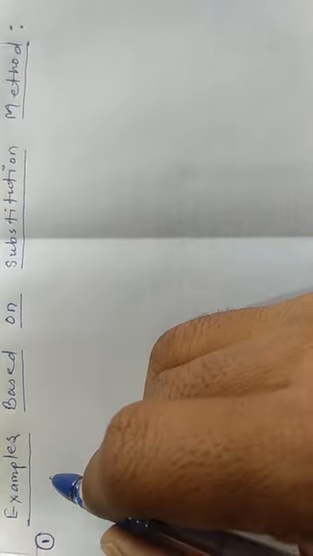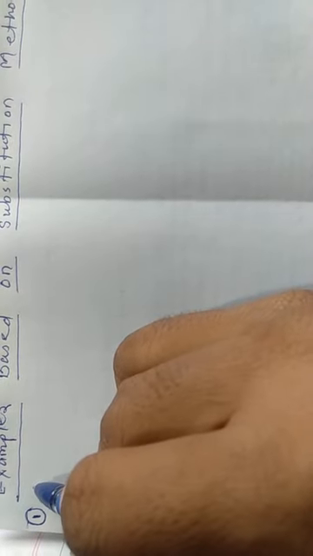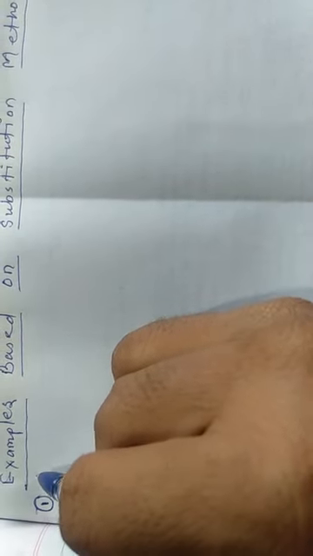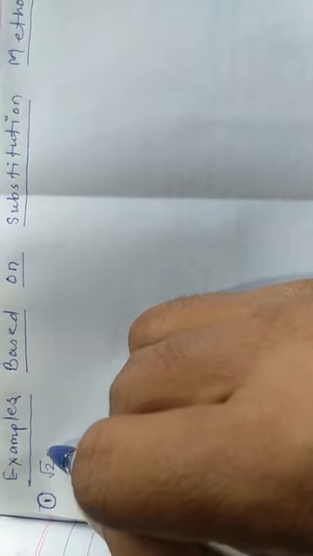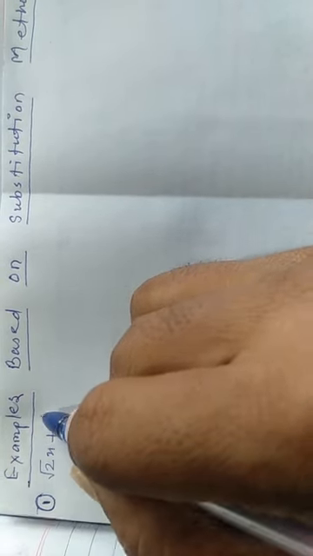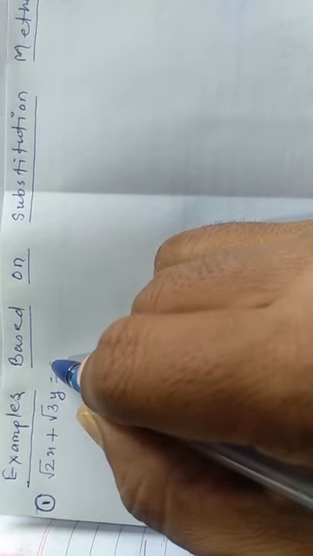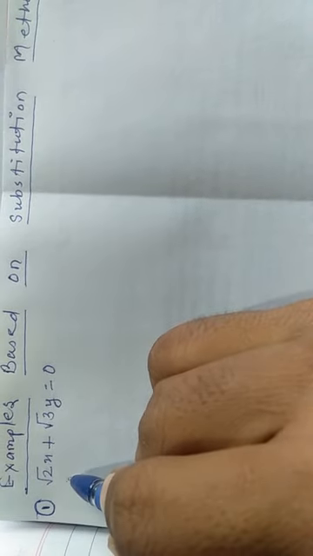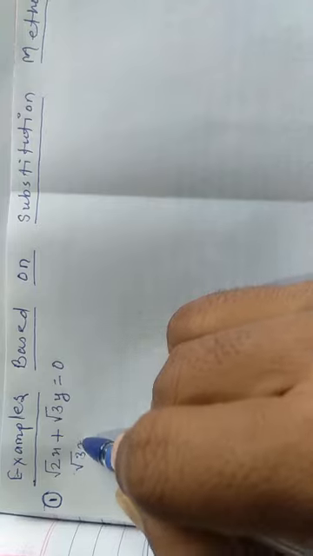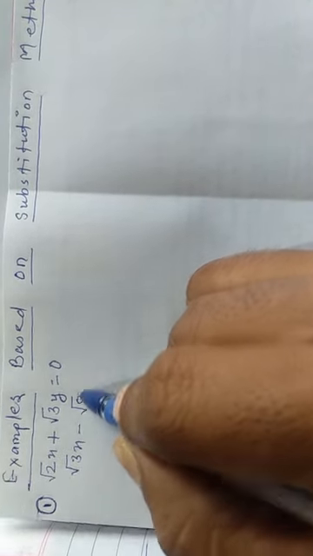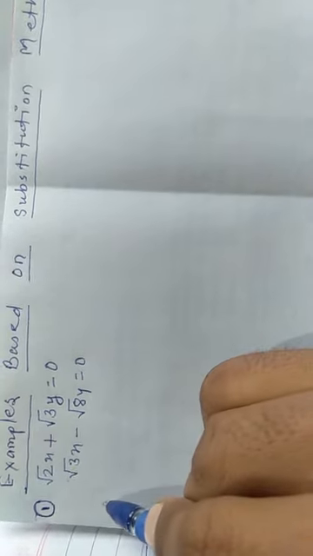In the last video, we have seen the substitution method, how to solve the example using substitution method. In this video, we will see the example based on it. First example I will take is root 2x plus root 3y is equal to 0 and root 3x minus root 8y is equal to 0. This is an example, and this example we have to solve using substitution method.